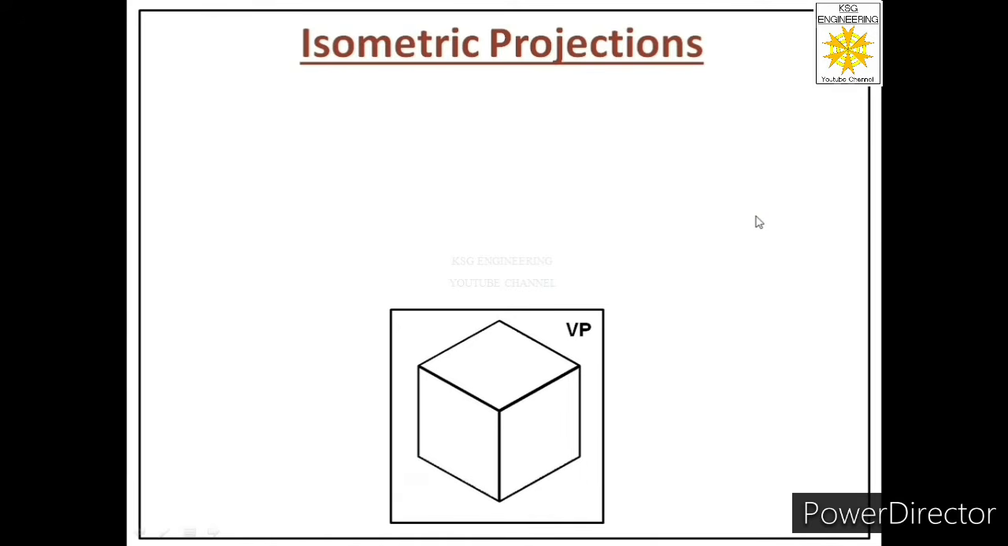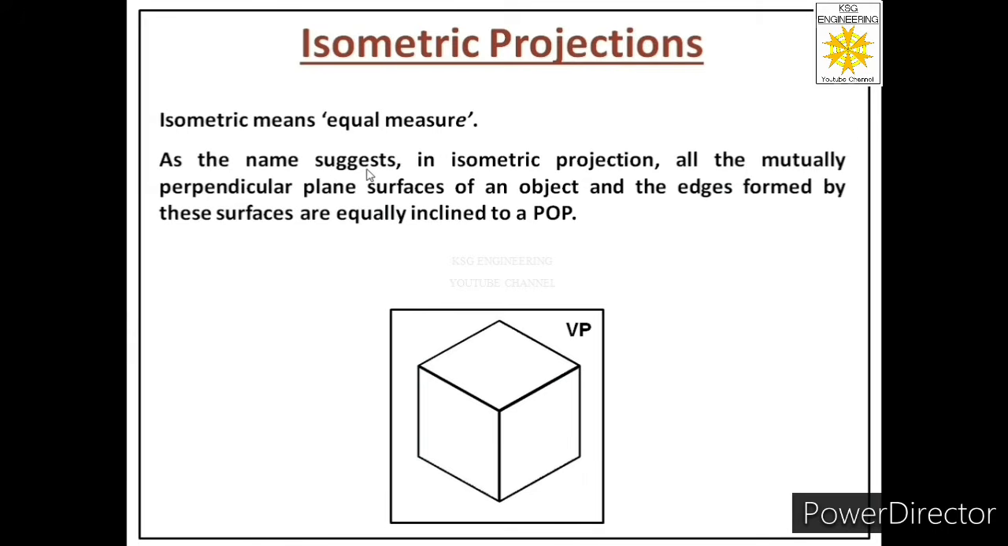So let us summarize what we have learned in the previous slide. We have learned that isometric means equal measure. As the name suggests, in isometric projection, all the mutually perpendicular plane surfaces of an object and the edges formed by these surfaces are equally inclined to plane of projection.